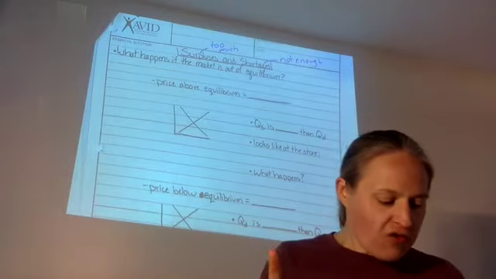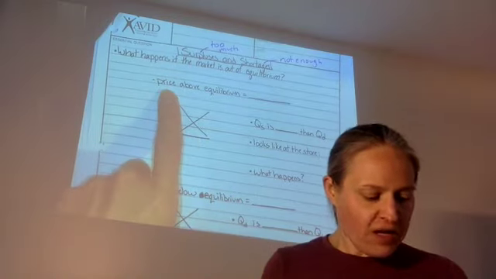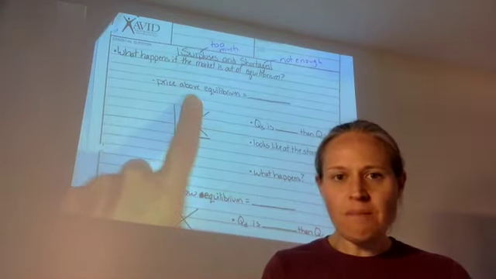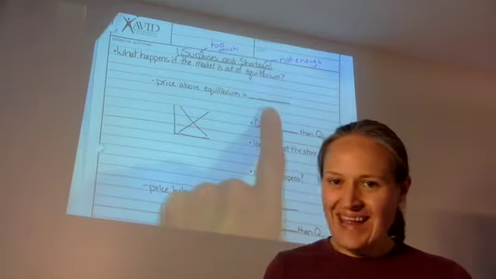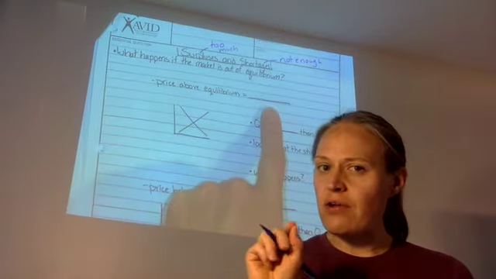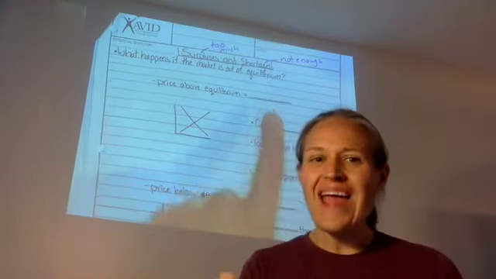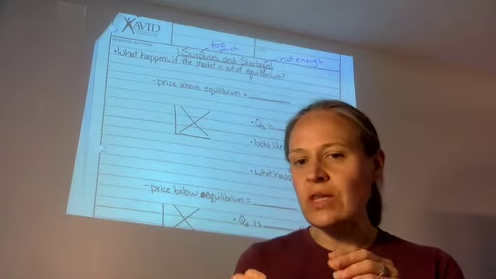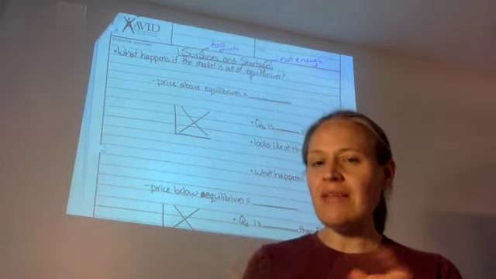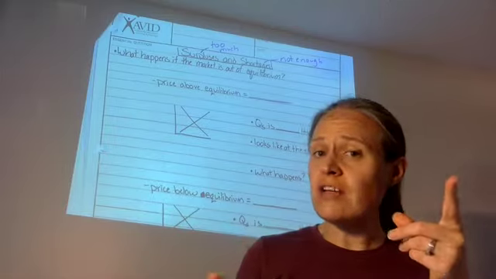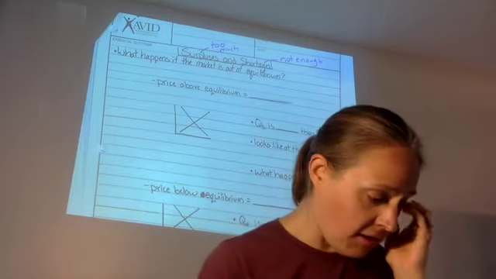All right, so let's go to this one. It says that the price is above equilibrium, and we're going to name that in just a minute. It's going to be either a surplus or a shortage. If the price is above the equilibrium point, is that going to mean that there is too much of that product or not enough? Well, let's take a look at this.